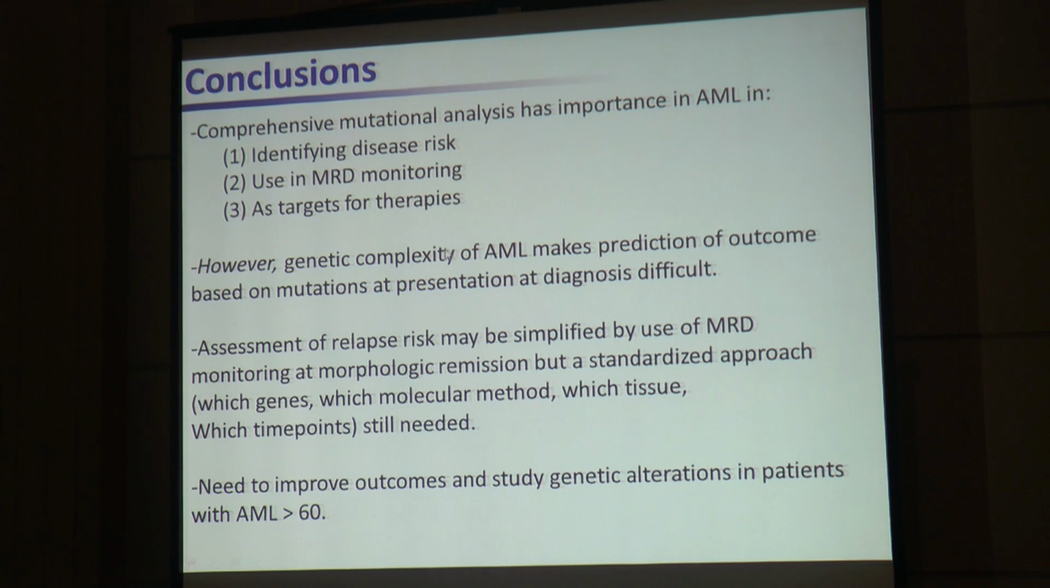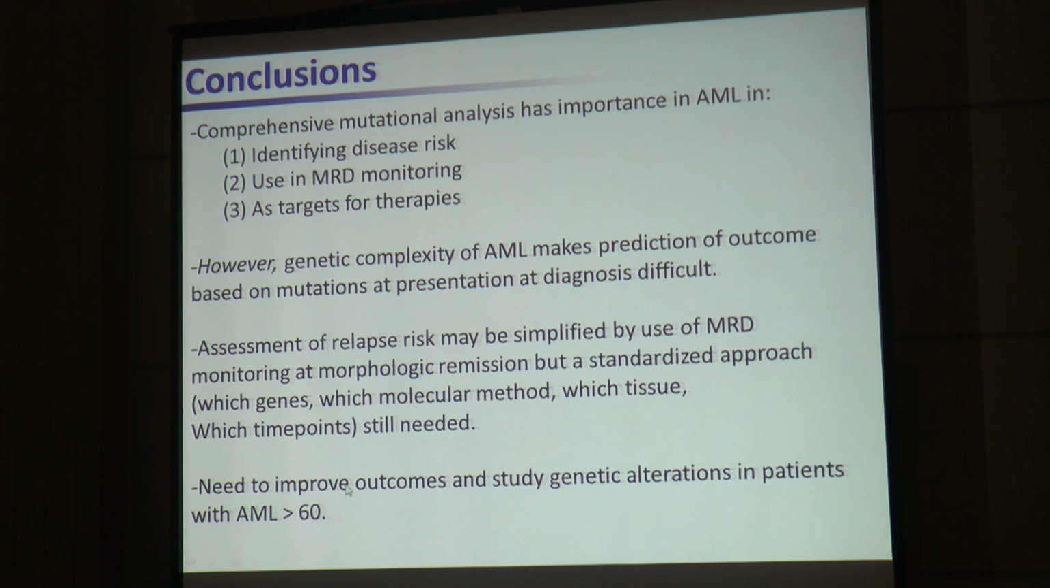But the genetic complexity of AML makes prediction of outcome based on mutations at diagnosis difficult. And as you've seen, there are lots of co-occurring mutations and many patterns of mutations. And so I think it'll be very difficult to really robustly predict outcome based on that alone at diagnosis. And we think assessment of relapse risk and survival may be simplified by the use of MRD monitoring at morphologic remission. And this will be very important to standardize going forward throughout the world.